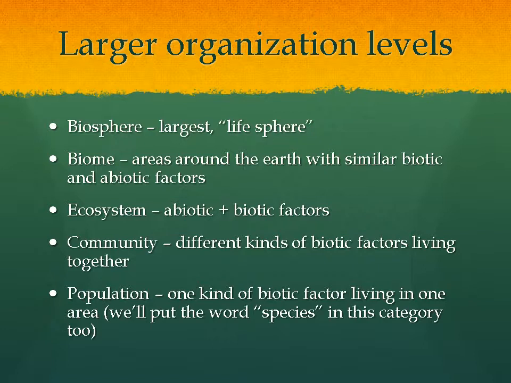Now we get a little bit lower into population. This is where we have one kind of biotic factor living in one area. So in the case of Washington Township, we would be looking at just the people. Now, we'll lump species into this, and a lot of times when we talk about species and population, for us, they're going to be probably interchangeable.